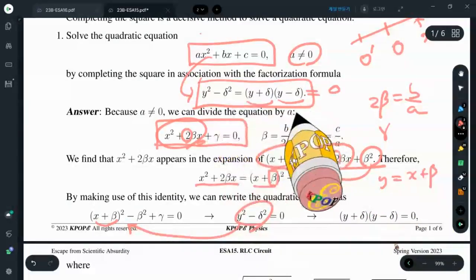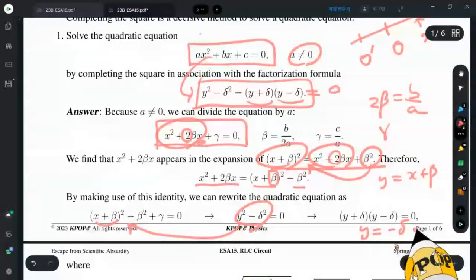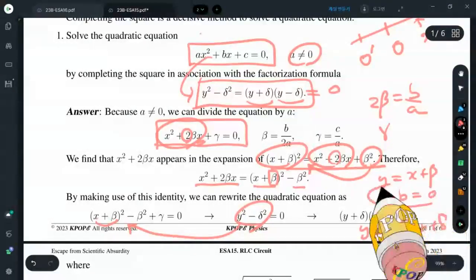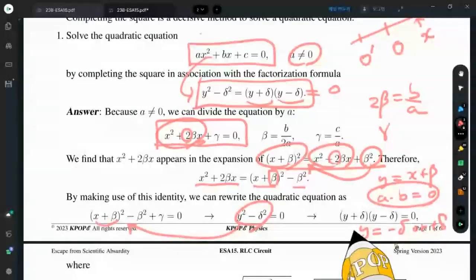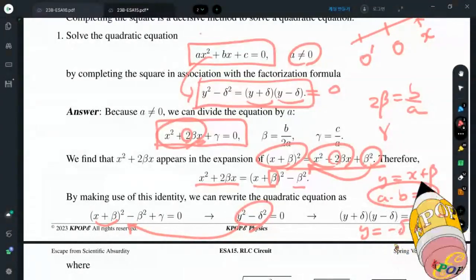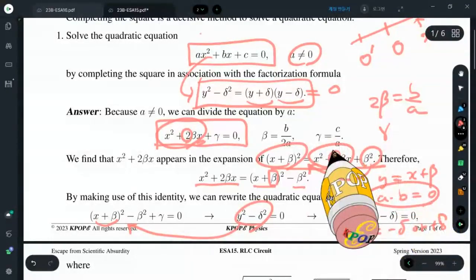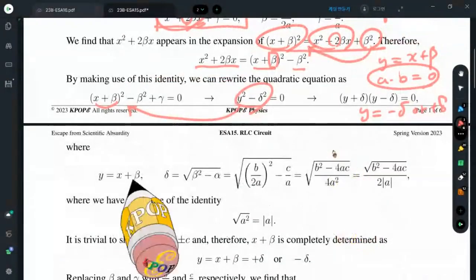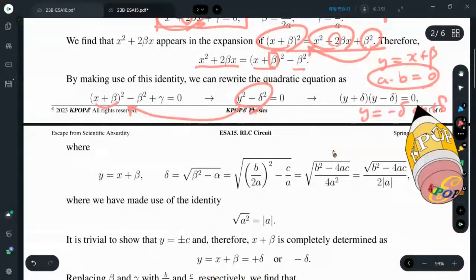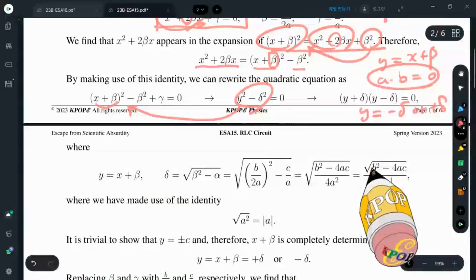And then we use the factorization formula to find that y should be minus delta or plus delta, because we know that a product of real numbers becomes 0 only if either one is zero. If both of them are non-zero, it is impossible to have zero. That's what every elementary student knows. Finally, we have obtained the value plus or minus delta, and shift the value by beta to return to the original solution, x.